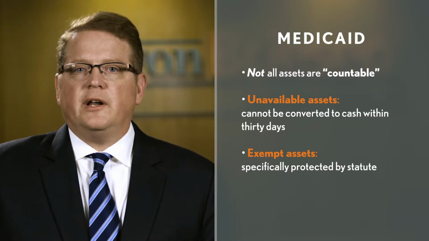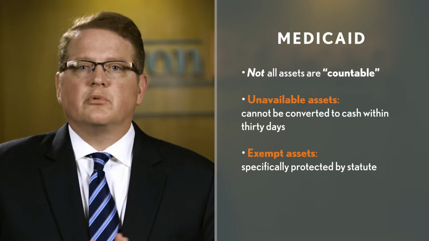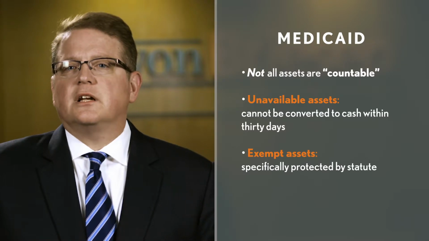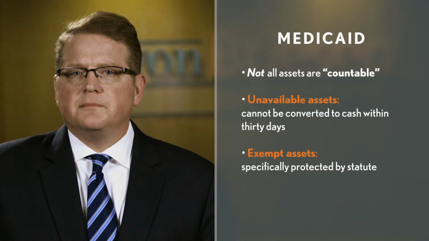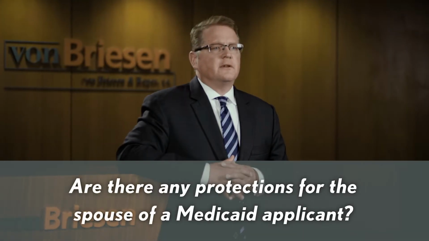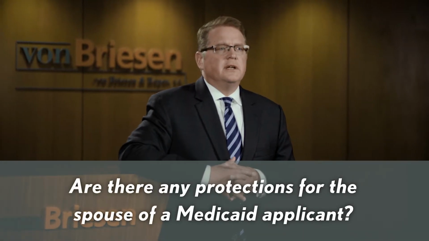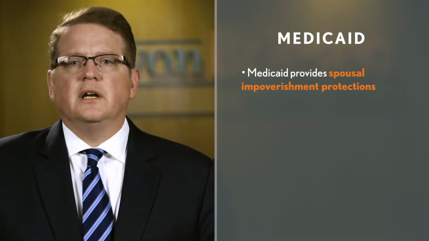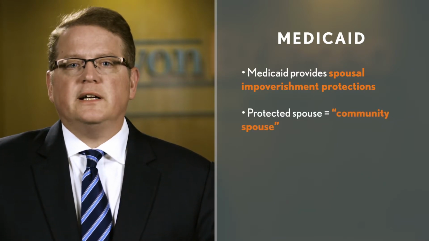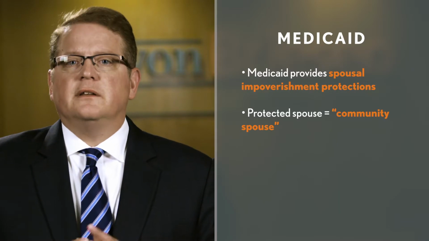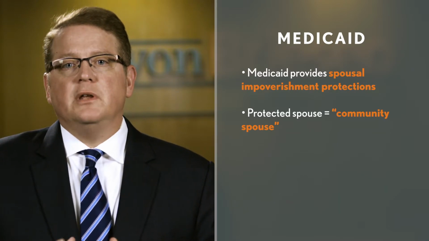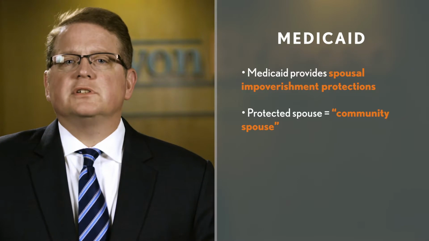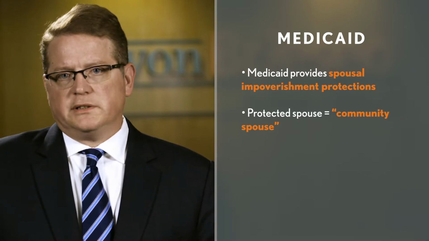They include the value of an applicant's home, one car, prepaid funeral funds, and assets in a qualified special needs trust. Are there any protections for the spouse of a Medicaid applicant? The Medicaid rules provide protections to the spouse of a Medicaid applicant who lives at home. These protections are referred to as spousal impoverishment protections. The protected spouse is referred to as the community spouse.